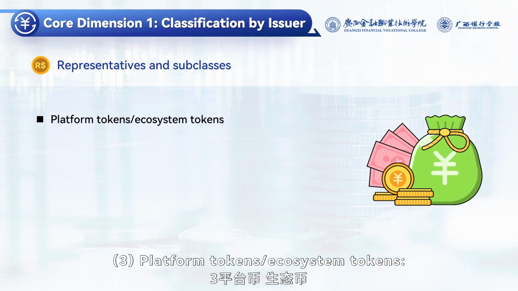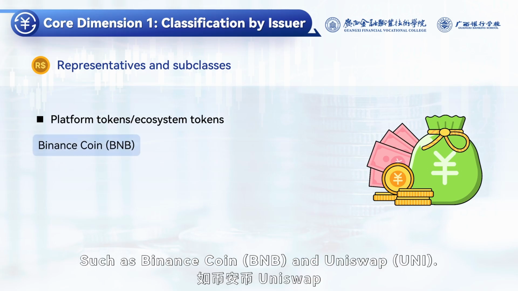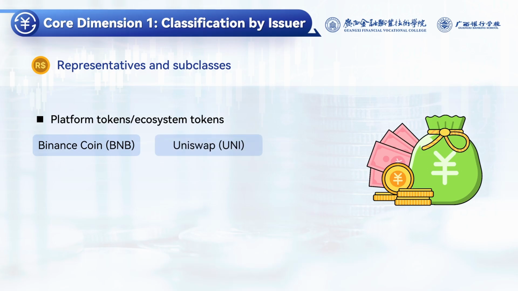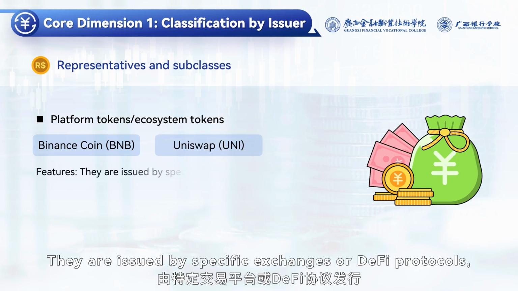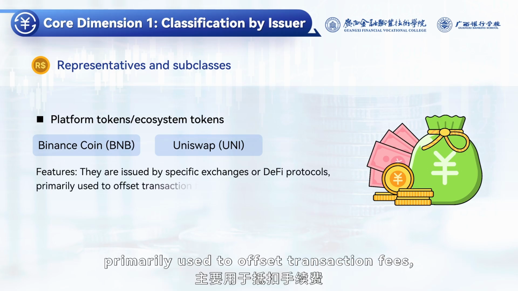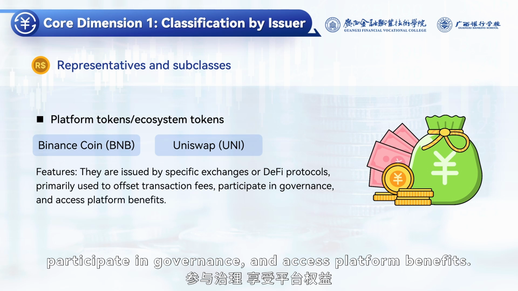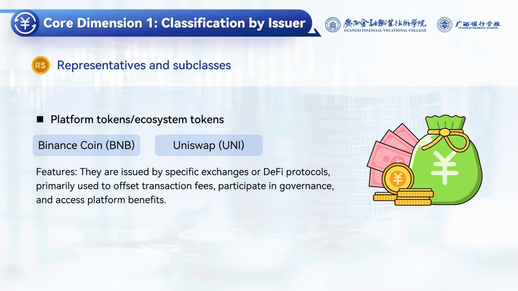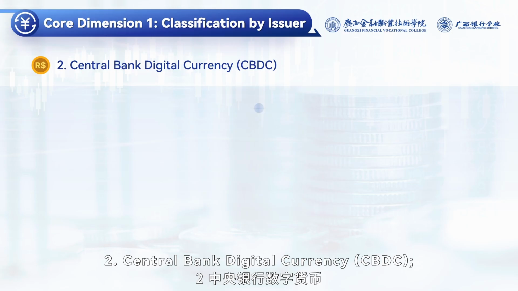3. Platform tokens or ecosystem tokens, such as Binance Coin, BNB, and Uniswap, UNI. Features: they are issued by specific exchanges or DeFi protocols, primarily used to offset transaction fees, participate in governance, and access platform benefits. 2. Central Bank Digital Currency, CBDC.